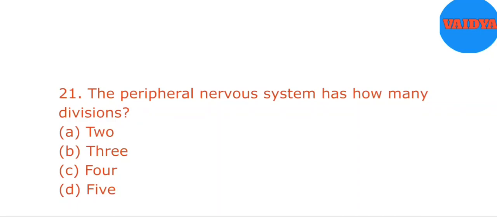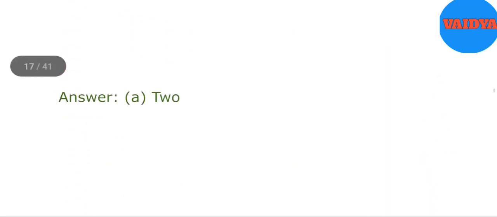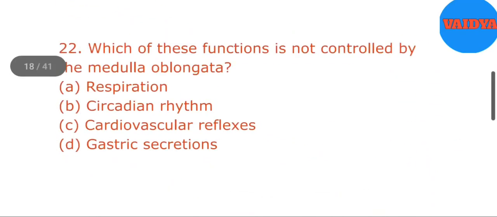21. The peripheral nervous system has how many divisions? A. 2. B. 3. C. 4. D. 5. Answer: A. 2.